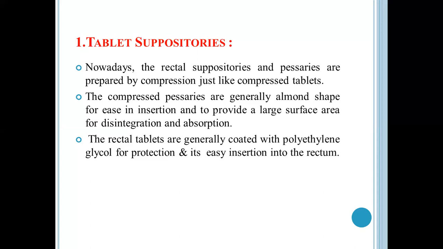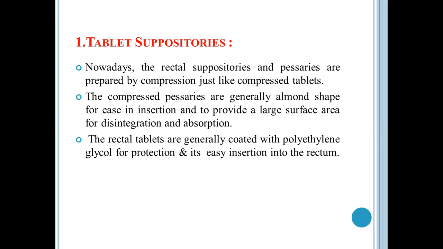For ease of insertion of these tablet suppositories into the body cavities, they are made almond shaped, which gives a large surface area for disintegration and absorption. Because of this almond shape, these pessaries provide a larger surface area for the disintegration and absorption, and after that they show their local effect or systemic effect.